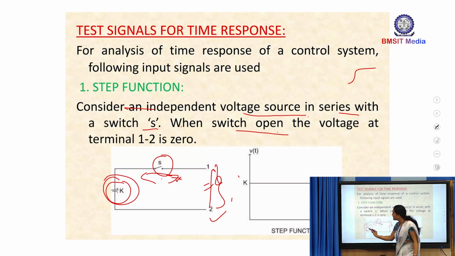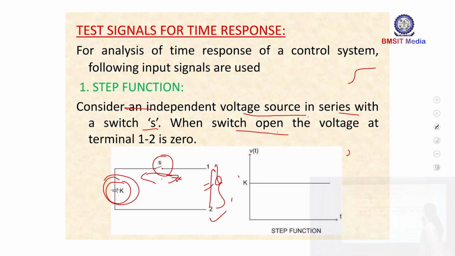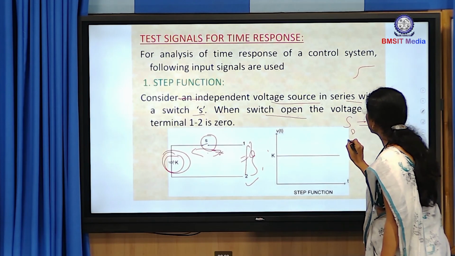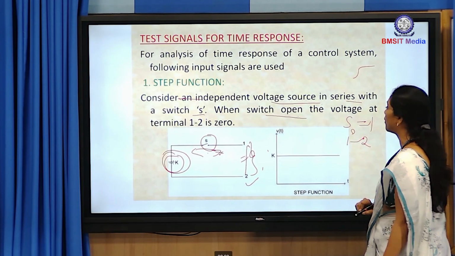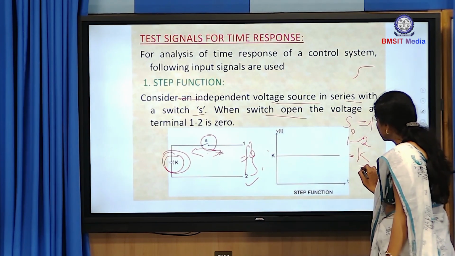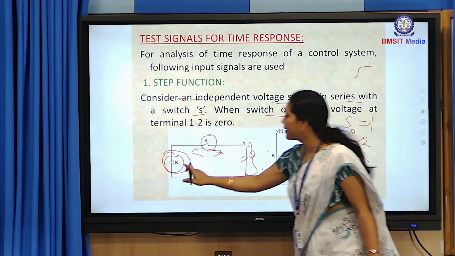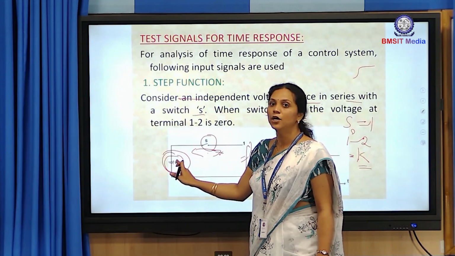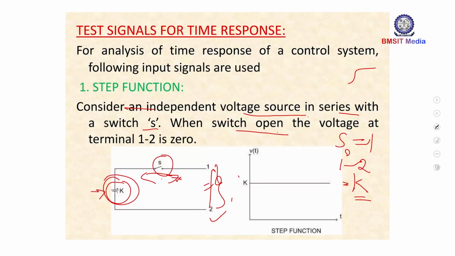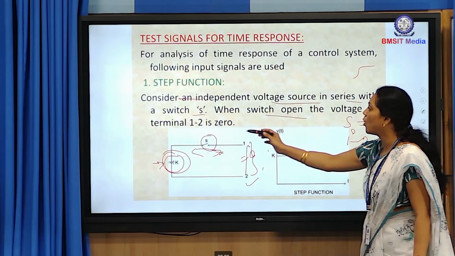And if I say that this particular input voltage is K, when the switch S is equivalent to open, whatever the output voltage between the terminals 1 and 2 is there, that will be equivalent to K. And what is this K? This K is nothing but the input voltage that we are supplying, the supply voltage. Now, at this particular condition, anyway we know that when S is equivalent to 0, the output is 0.